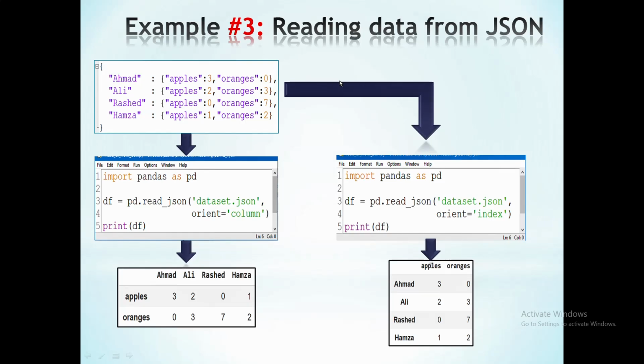Then whenever I am reading the data from the JSON file, orientation is important. When I give orient equal to columns, it will take the data like this. When I want to give the orientation in terms of rows and columns, we have to give orient equal to index. Orient equal to index means it will create the customer name as the row name and the fruit name as the column name. If you give columns, the dictionary has to be represented as such, so you have to give orient equal to columns.